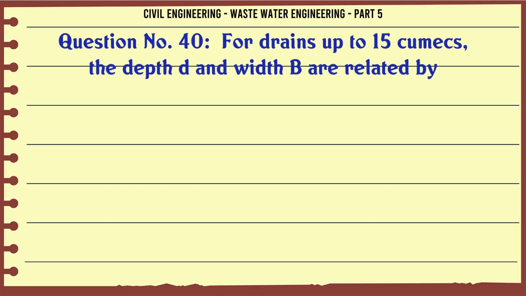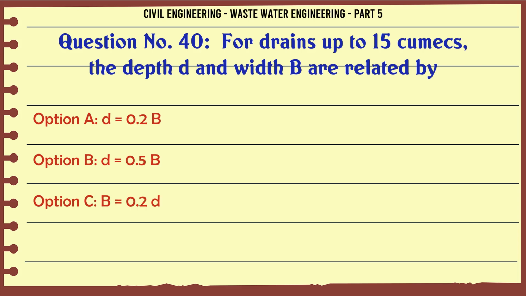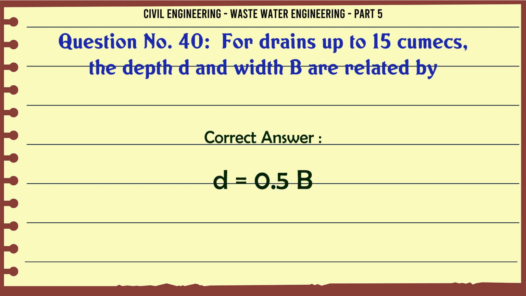For drains up to 15 cumecs, the depth D and width B are related by A. D = 0.2B, B. D = 0.5B, C. B = 0.2D, D. B = 0.5D. The correct answer is D = 0.5B.